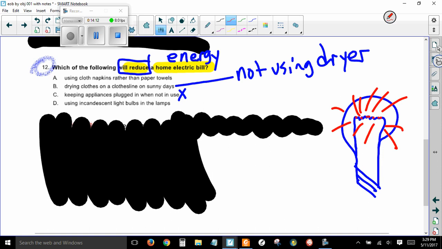And this kind of light bulb not only produces light, but it also produces a lot of heat. That's why they get hot. Incandescent light bulbs can get hot enough to give you really serious burns. So that is not correct. If it had said fluorescent or LED light bulbs, we'd give it a second thought. But incandescent light bulbs are not going to reduce your electric bill. Right? So the best answer here is drying clothes on the clothesline on sunny days, because that means you're not using the dryer. All right?